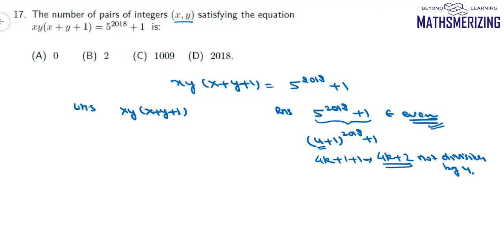Now we'll come to the left hand side. So now we know that the right hand side is even, so this left hand side must also be an even number. So the left hand side will be even when at least one of x or y is even.